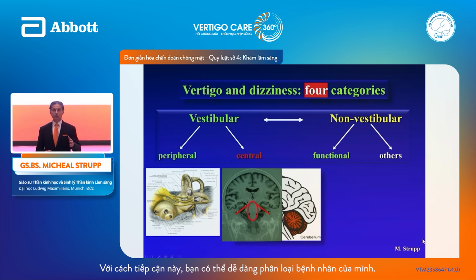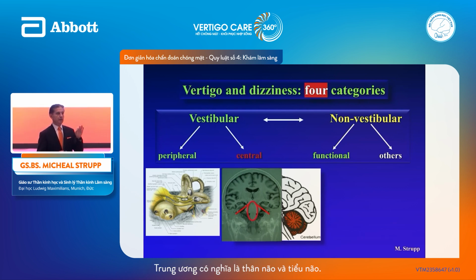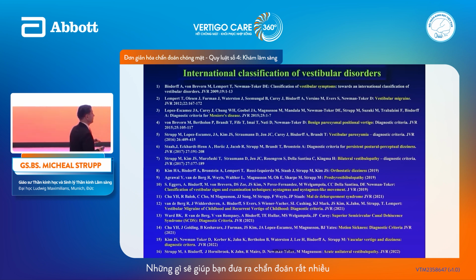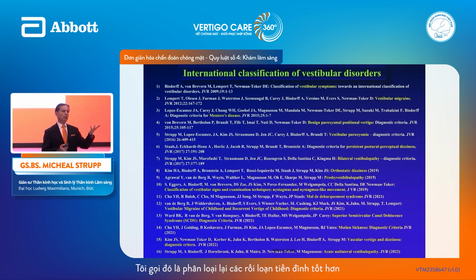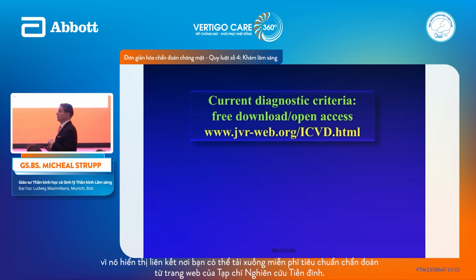And by this approach, you can easily classify your patients: peripheral, central vestibular, functional, and others are often overestimated. Central means brainstem and cerebellum. What will help you very much in making the diagnosis is what we have elaborated over the last 15 years: the international, I call it better, reclassification of vestibular disorders. Take a photograph of the next slide, because this shows the link where you can download for free the diagnostic criteria from the website of the Journal of Vestibular Research.